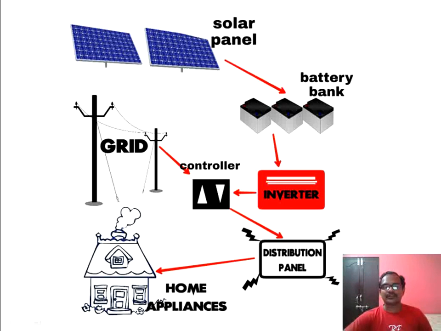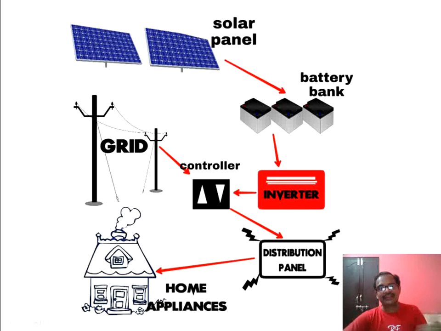So whenever the battery is drained, first the solar panel charges the batteries. So during the night time, what happens, the batteries will be discharged, or maybe during the morning time you have completely used up all your batteries. Then what the controller will do, it will disconnect the batteries from the inverter and the home, and it will take the energy from the grid and send it to the distribution panel, and then to the home appliances.